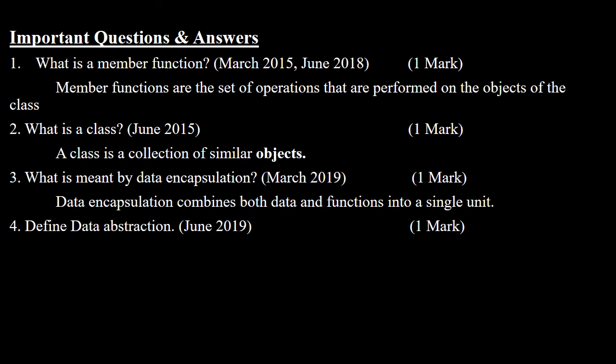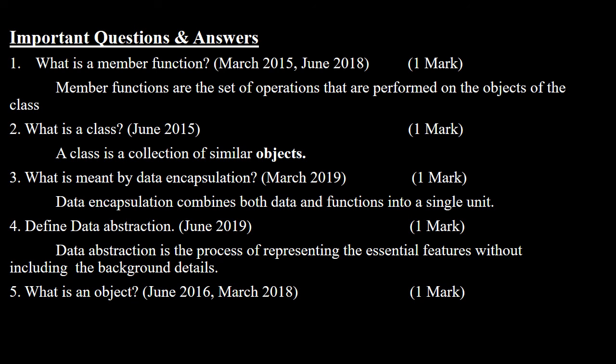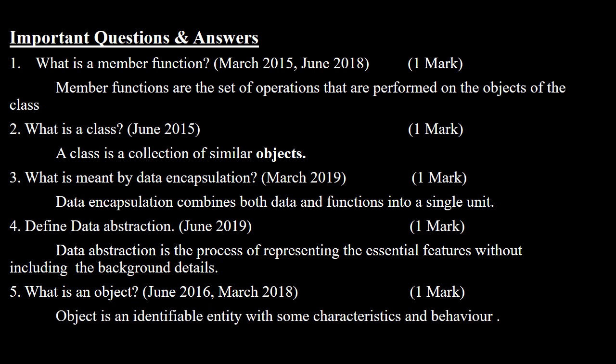Next one is, define data abstraction. It was asked in June 2019. It is a process of representing the essential features of a class without including its background details. The next is, what is an object? It was asked in June 2016 and March 2018. An object is an identifiable entity with some characteristics.